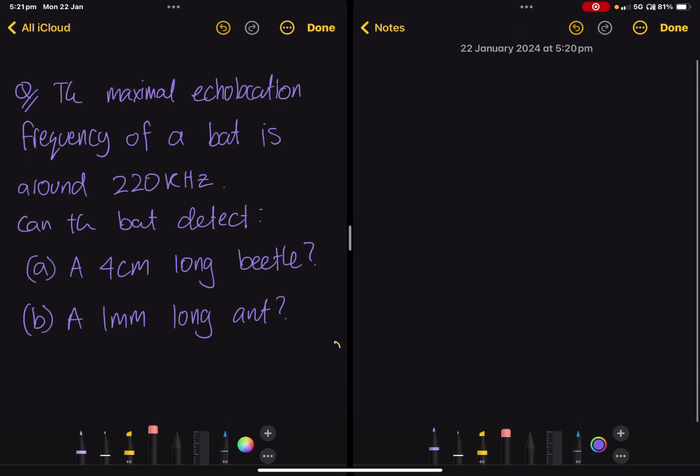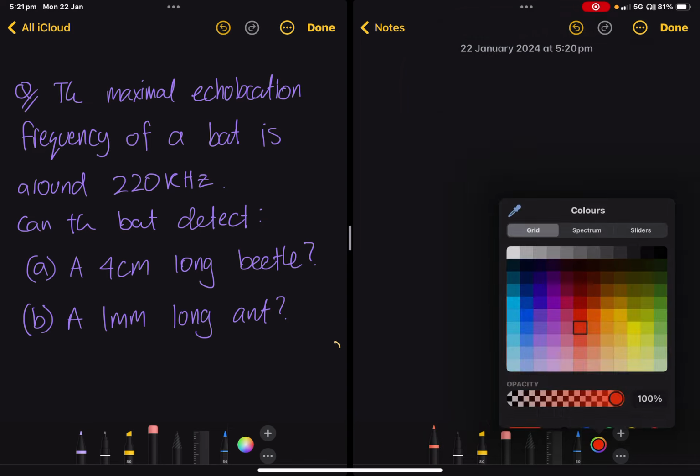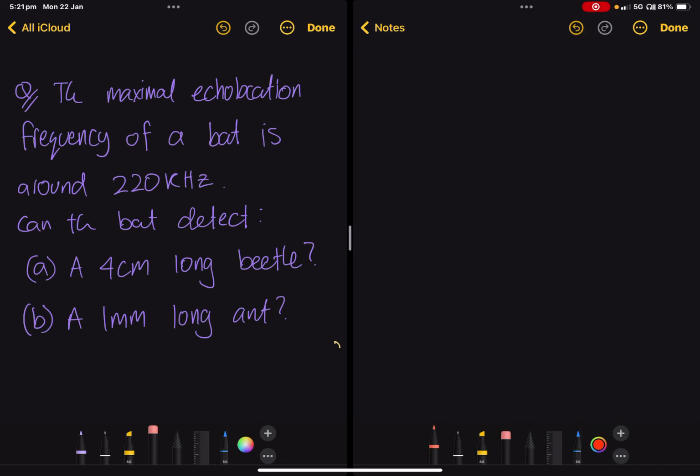So now we're going to have a look at a question which comes from the topics of waves and thermodynamics. Here we're told that the maximal echolocation frequency of a bat is around 220 kilohertz. So the maximal echolocation frequency, that's 220,000 hertz. We're asked, can the bat detect A, a 4 centimeter long beetle, B, a 1 millimeter long ant?